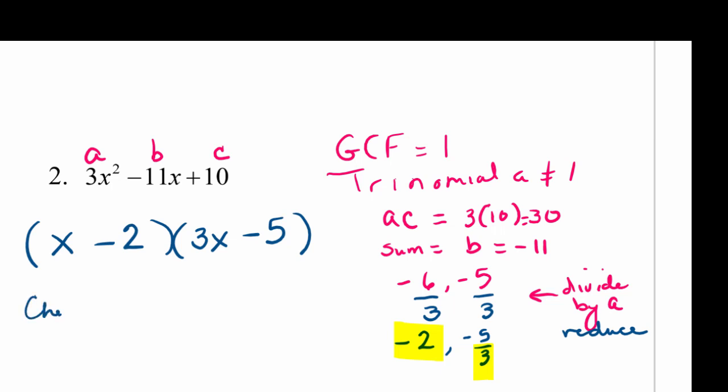Now, if you're doing these problems and it's a test, I recommend you check them, and you can check by FOIL. So let's do that real quick. So that's 3x squared, outers are negative 5x, insides are negative 6x plus 10, and there's our negative 11x, so that definitely checks.